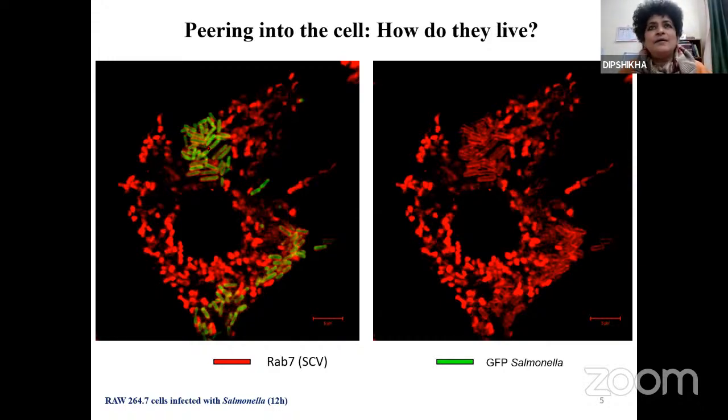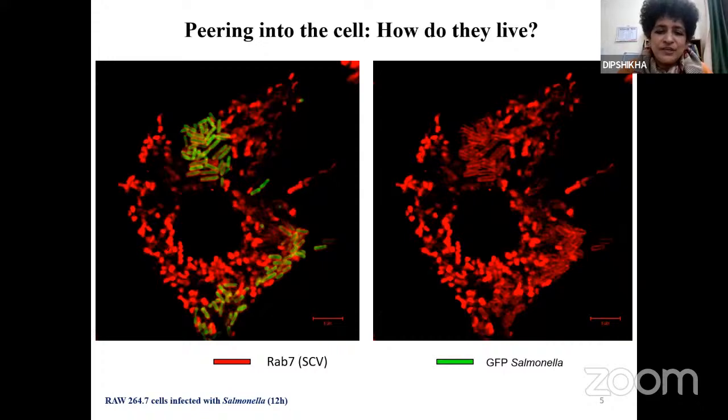Now our lab has expertise in making various constructs of Salmonella. So we have red Salmonella, we have green Salmonella. This is a GFP-expressing Salmonella. We have a cherry red-expressing Salmonella, etc. And then we have a variety of mutants in the Salmonella genome. So the entire biology is just popping up as a beautiful discovery.